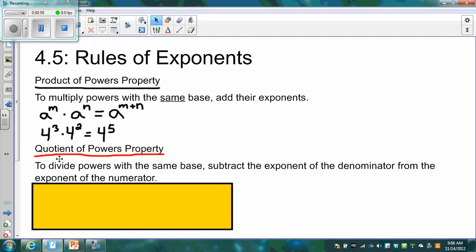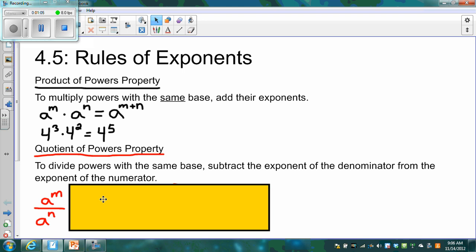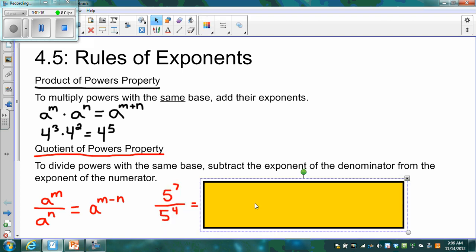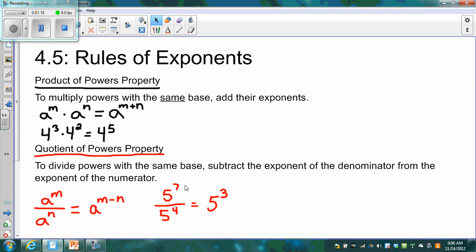The second is the quotient of powers property. Quotient means division. To divide powers with the same base, subtract the exponent of the denominator from the exponent of the numerator. If we had a to the m divided by a to the n, it would be a to the m minus n, so the top minus the bottom. With numbers, 5 to the 7th power divided by 5 to the 4th is 5 to the 3rd, because 7 minus 4 is 3.